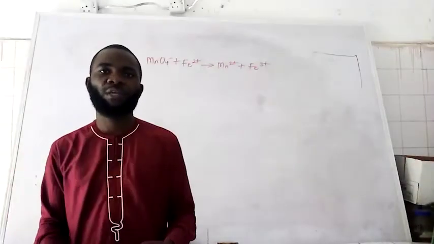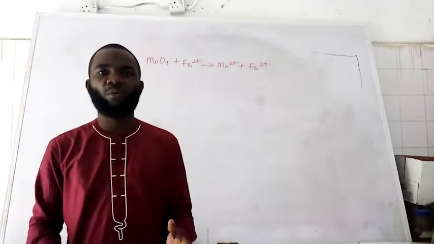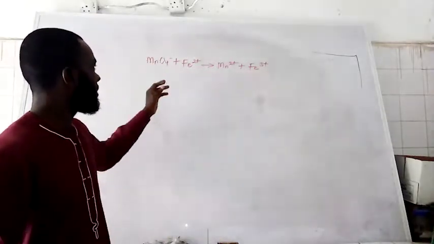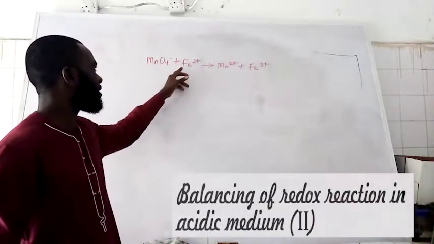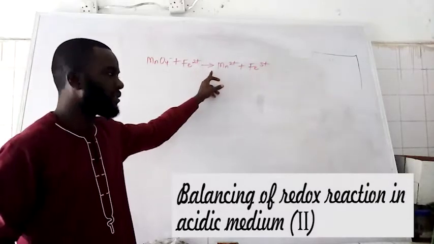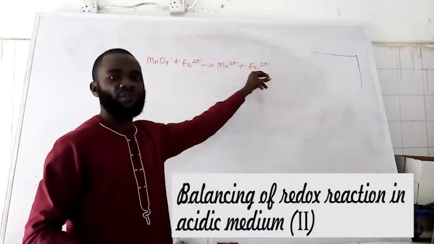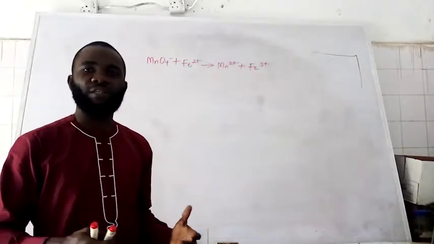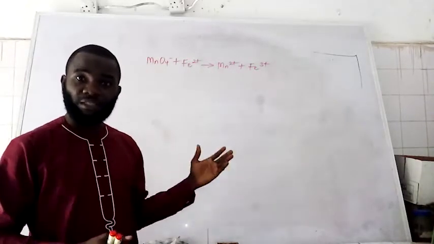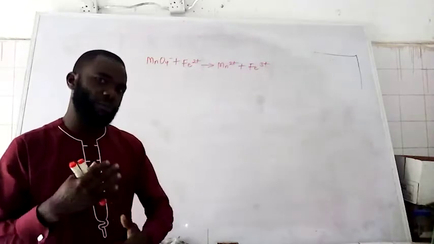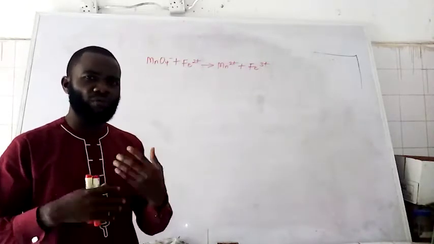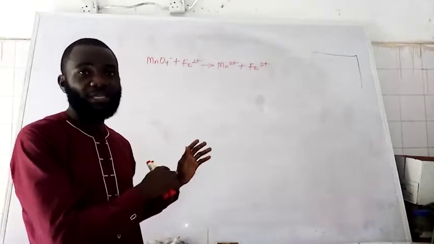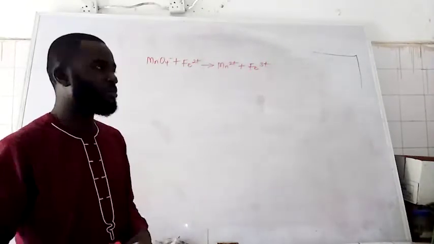In this video, I will be solving the question I gave. So I said we have MnO4 minus plus Fe2 plus yielding Mn2 plus and Fe3 plus. This is obviously a redox reaction. For us to balance a redox reaction like this in acidic medium, we have a number of steps. I will not be going over the steps again because I've explained it in the previous video. I'm going to be applying it one by one. So let's move on to step 1.